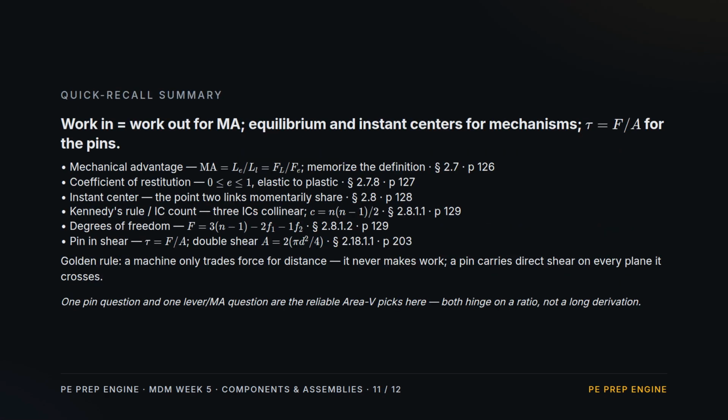Quick recall. Mechanical advantage is the arm ratio, built on the conservation of work law. Memorize the definition. Restitution runs 0 to 1, elastic to plastic. An instant center is the point 2 links share. Kennedy's rule puts 3 of them on a line, and the count is n times n minus 1 over 2. Grubler gives degrees of freedom from links and joints, and a pin carries direct shear, stress over area, doubled planes for a clevis. Golden rule: a machine trades force for distance, but never makes work.